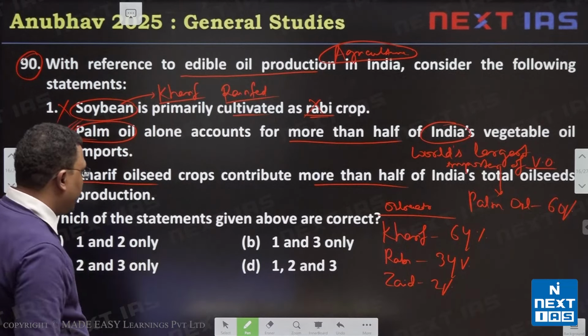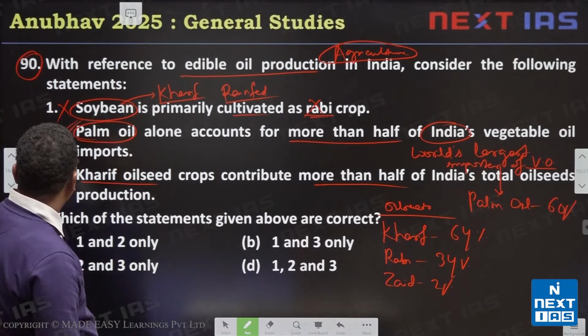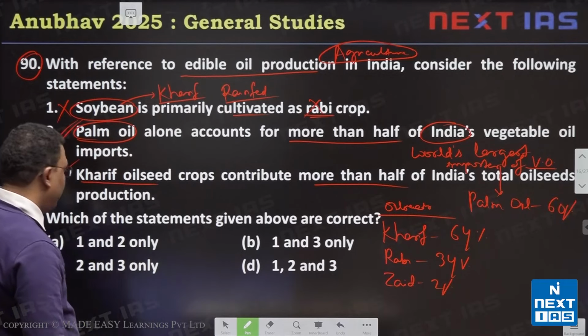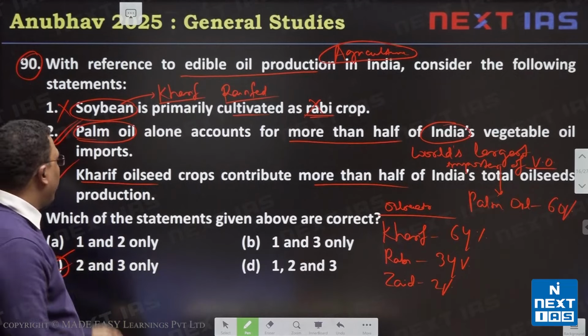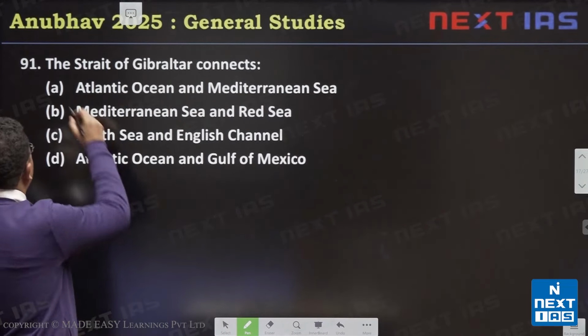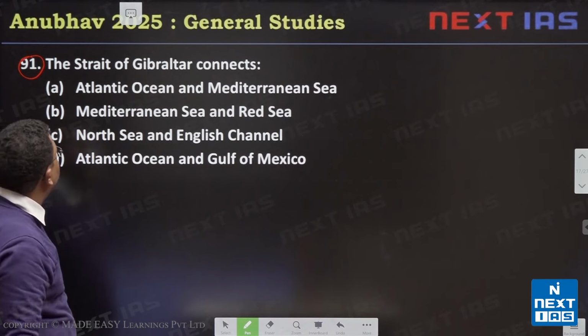Which of the statements given are correct? So 2 and 3 are correct. So the correct answer here will be C, right? Now let's see the next question. This is question 91.